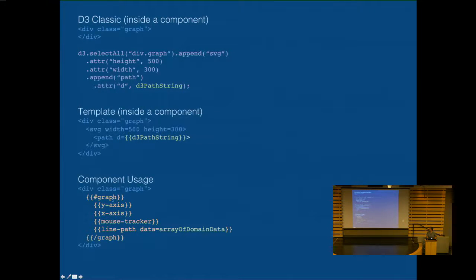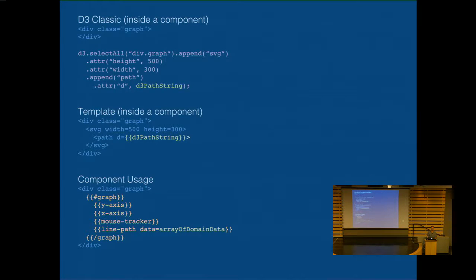So you put a graph on the screen, add axes, a mouse tracker, line graph, that kind of stuff. And this was just to make it easier for us. This stuff is all on GitHub. It's actually open source. Anyone can use it. And the idea here is that you don't necessarily have to learn D3 to do this stuff. So you can create graphs just by dropping components on the screen.